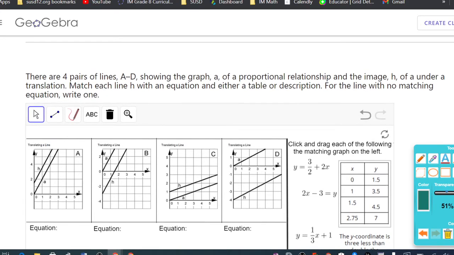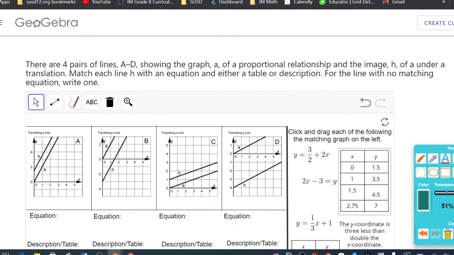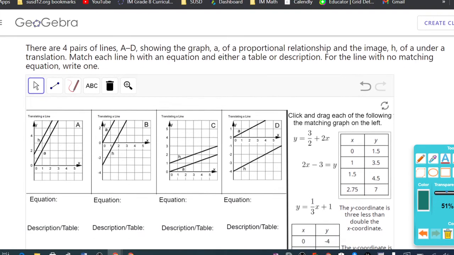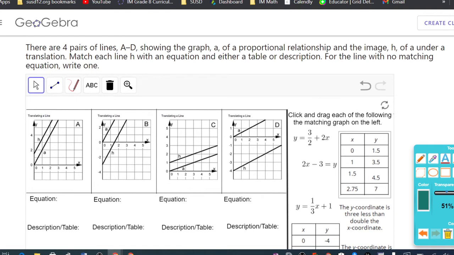Next problem. There are 4 pairs of lines, A through D, showing the graph of a proportional relationship and the image, H, of it under a translation. Match each line, H, with an equation and either a table or description. For the line with no matching equation, write one. Let me explain this a little.